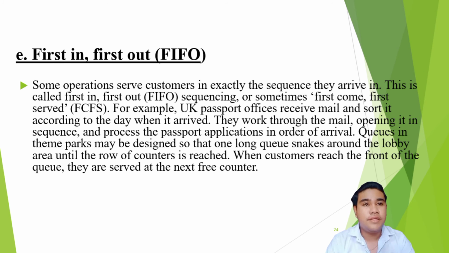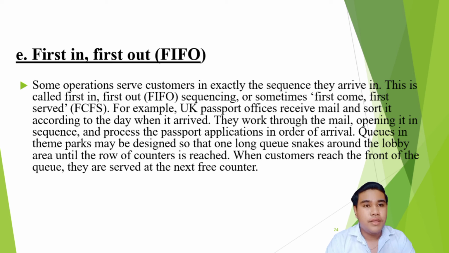Letter E. First in, first out. Some operations serve customers in exactly the sequence they arrive in. This is called first in, first out sequencing, or sometimes first come, first served. For example, the UK passport office receives mail and sorts it according to the day when it arrived. They work through the mail, opening it in sequence, and process the passport applications in order of arrival.